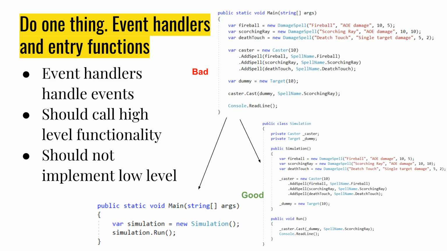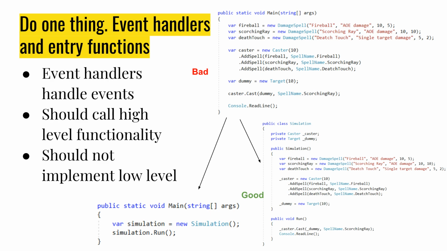Main should have only the highest level logic. So in my first case, basically my whole logic of application is in the main method, and it's a mess. I create spells, a caster, dummy, and then I test my casting and I see the output. Pause it before it terminates. It does a lot. It does everything that I want, yet it should not.